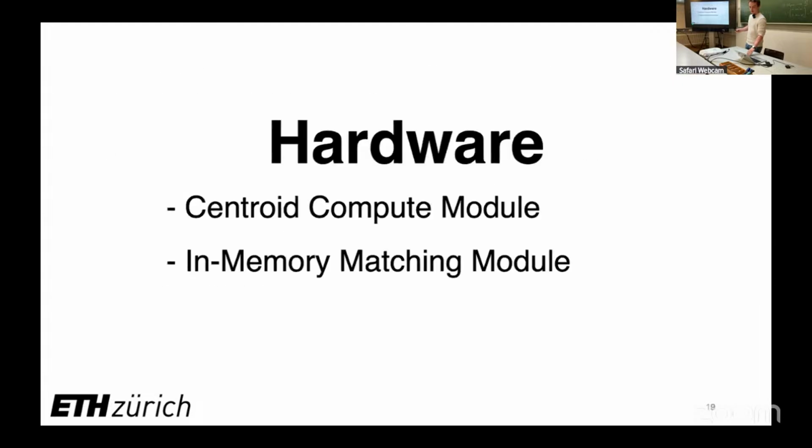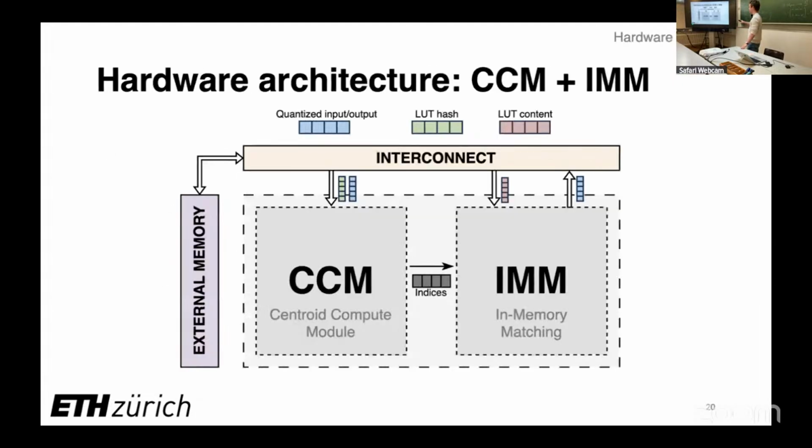So yeah, for the hardware, this is essentially a summary abstracted away of the hardware. There's 2 main parts, the CCM, centroid compute module, and the IMM, in-memory matching. They communicate along with the external memory that holds the lookup table. They communicate with abstracted away interconnect, and the CCM is responsible for finding the index to use in the lookup table. The IMM is responsible for fetching the data and accumulating it and building the final matrix.